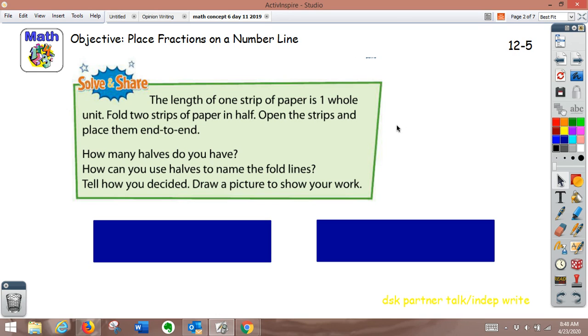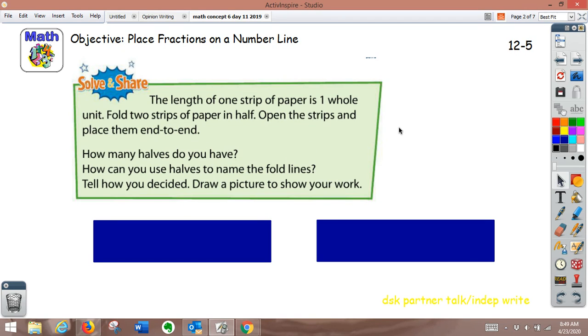The length of one strip of paper is 1 whole unit. Fold 2 strips of paper in half. Open the strips and place them end to end. So if you can get 2 strips of paper, make sure they're equal sizes, fold them in half, place them end to end, and see what you have.